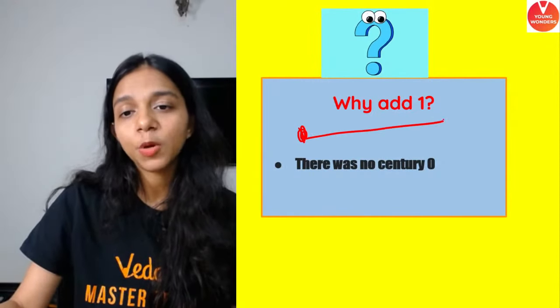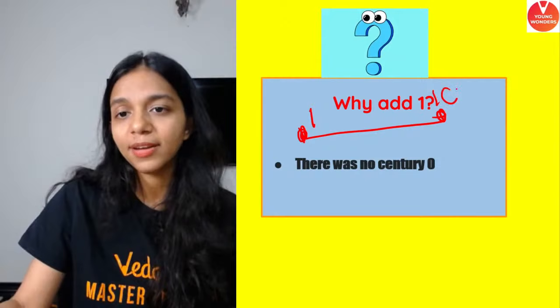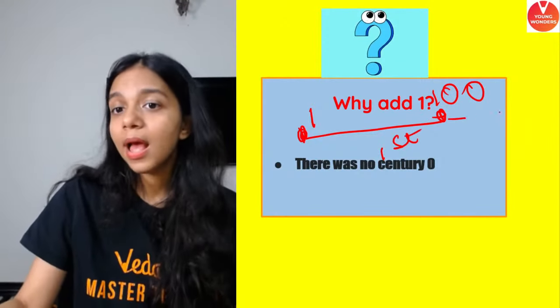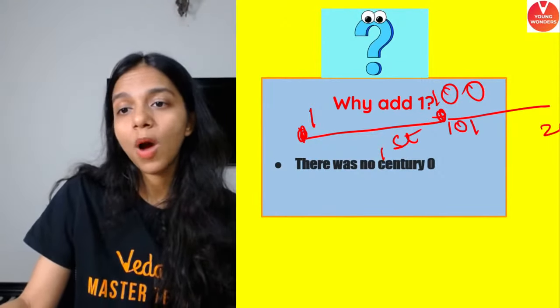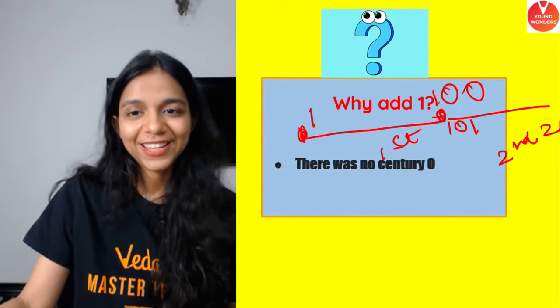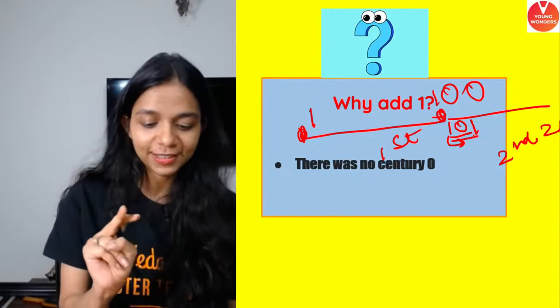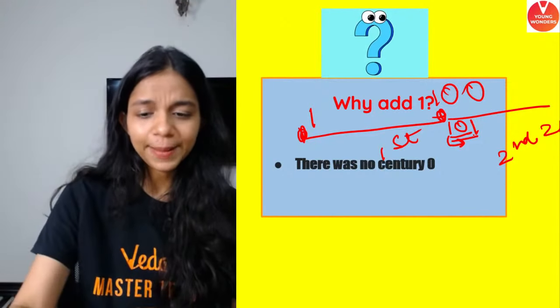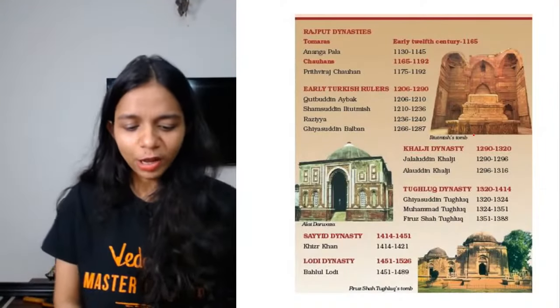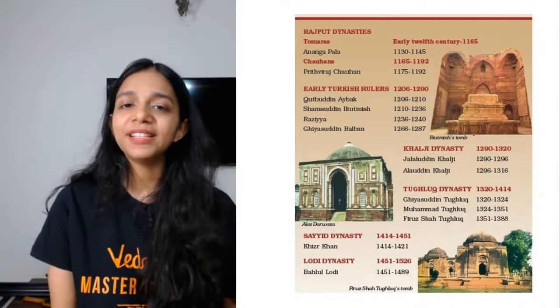Why is that? It's because the year 1 to 100 was the first century. Year 101 to 200 was second century. Okay? So you just have to add 1 to the top two digits. Simple? Simple? Okay.